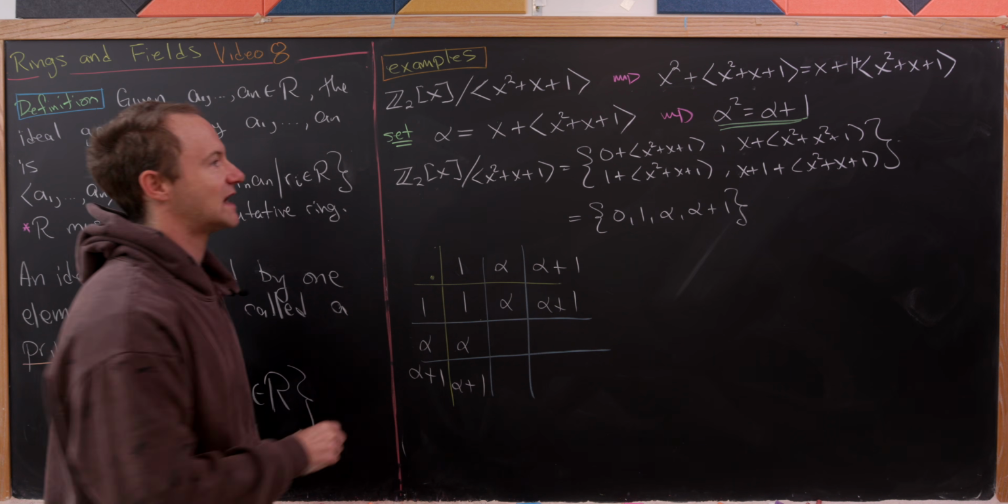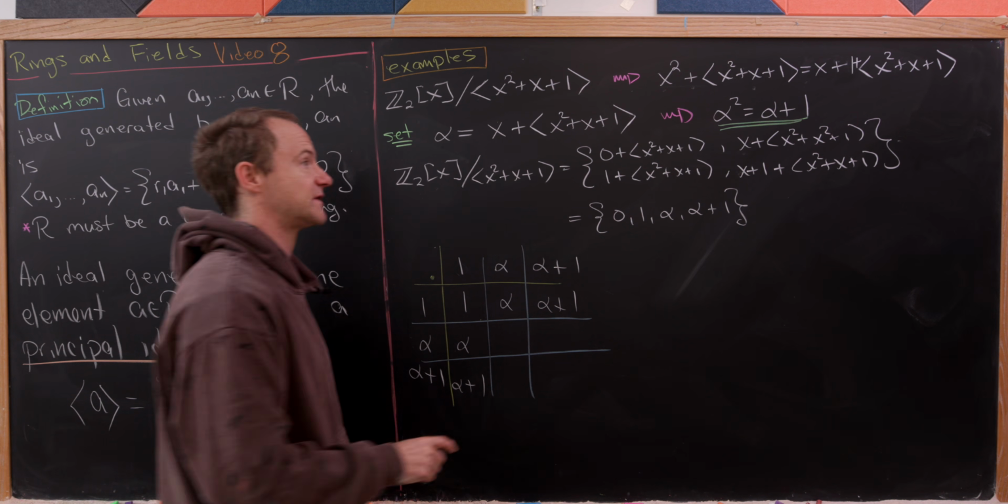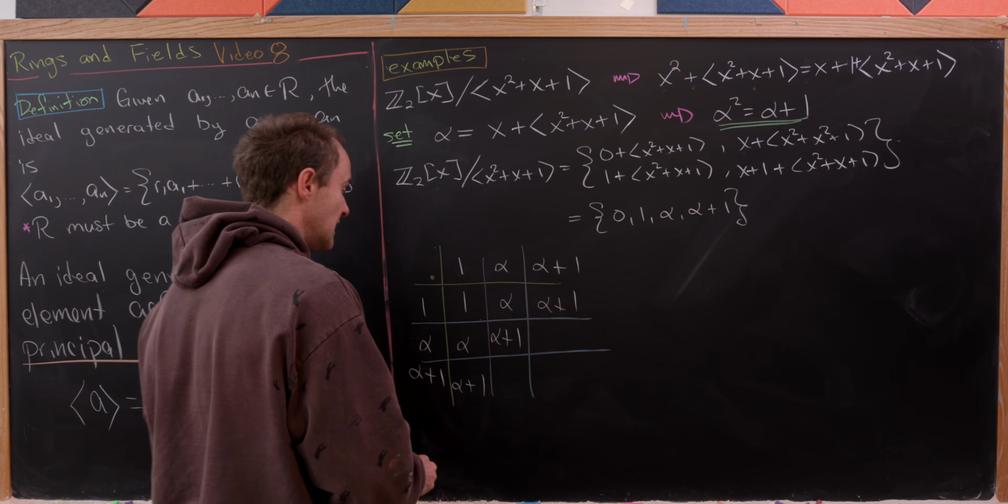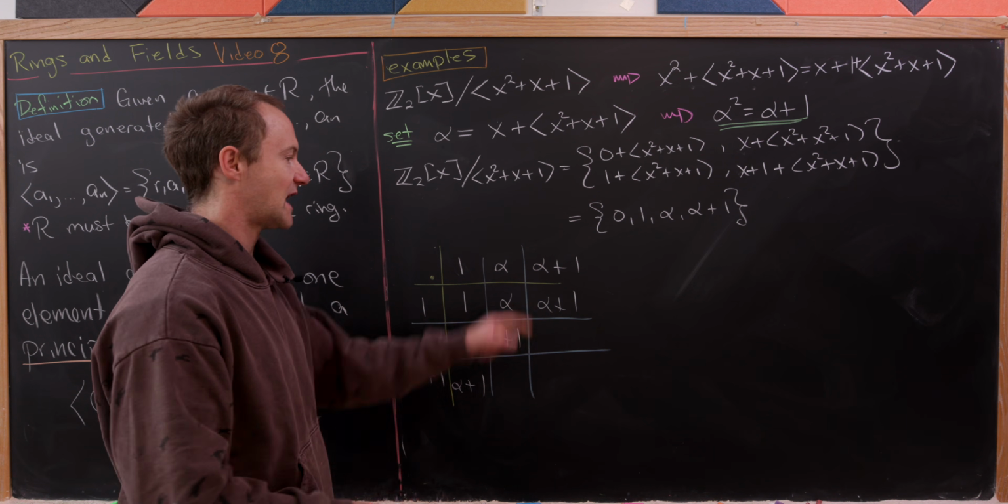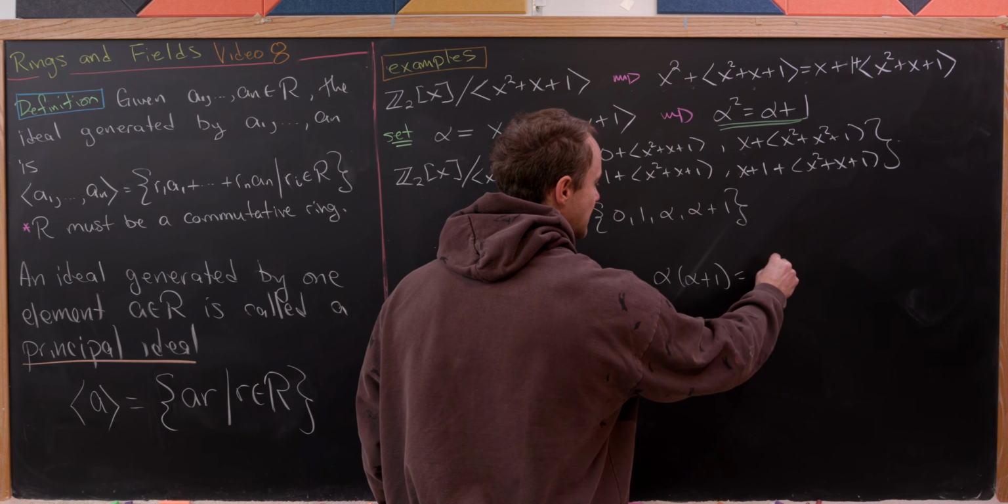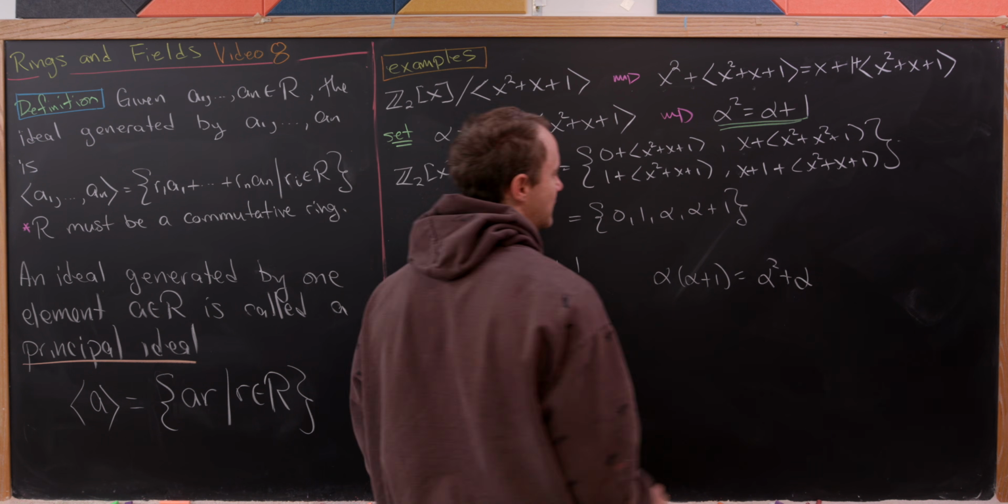Now let's do alpha times alpha. But alpha times alpha is alpha squared, so that gives us alpha plus 1. Then let's do alpha times alpha plus 1. Maybe we'll do that over here. So alpha times alpha plus 1 is going to be alpha squared plus alpha.